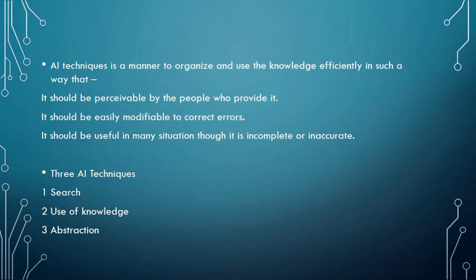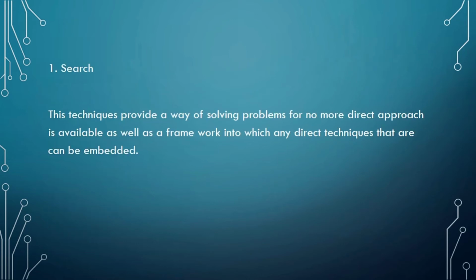There are three main AI techniques. First is search, second is use of knowledge, and third is abstraction. So what is artificial intelligence? Artificial intelligence means thinking like a human. And how does it think like a human? There are some techniques it follows. The first technique is search. I am saying searching is the most important technique in artificial intelligence. Why do I say searching is the most important technique in AI?